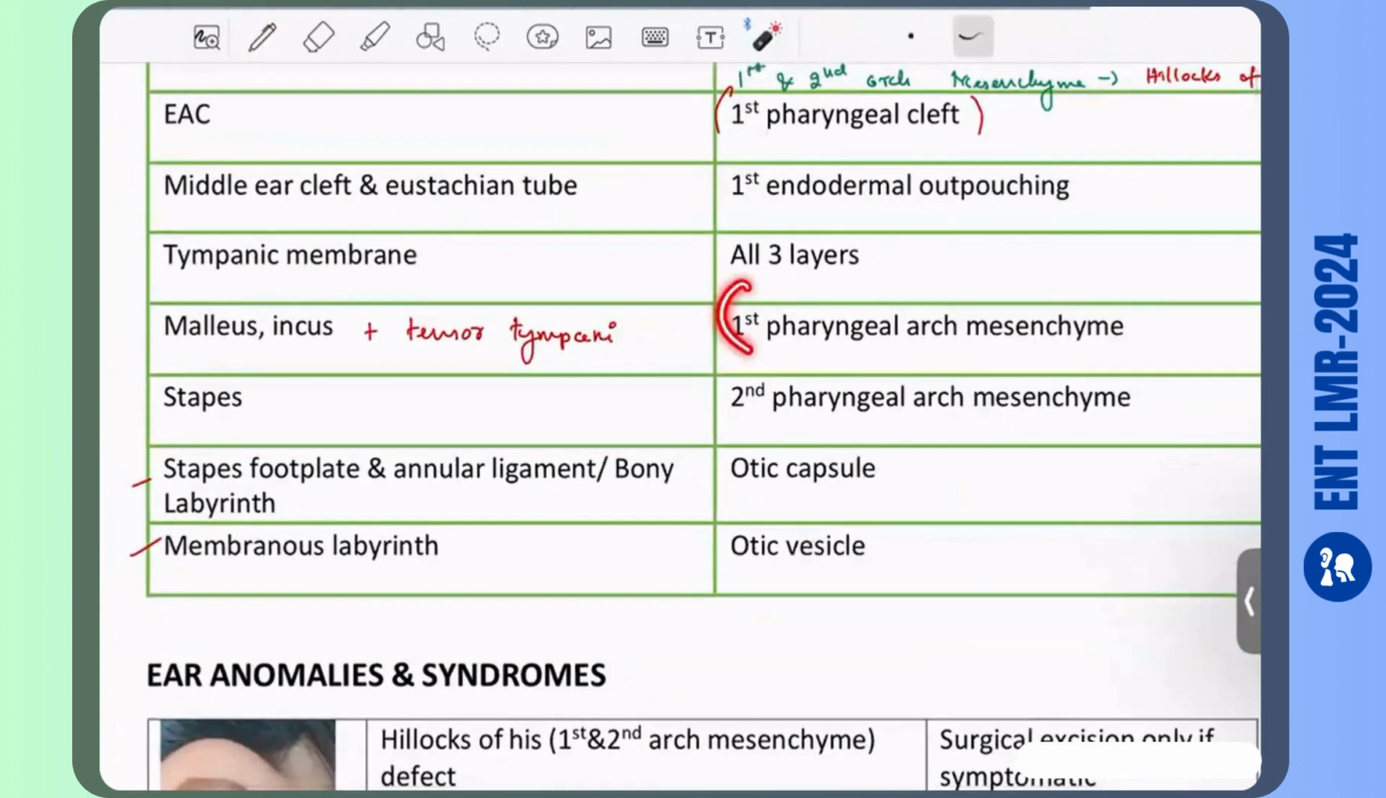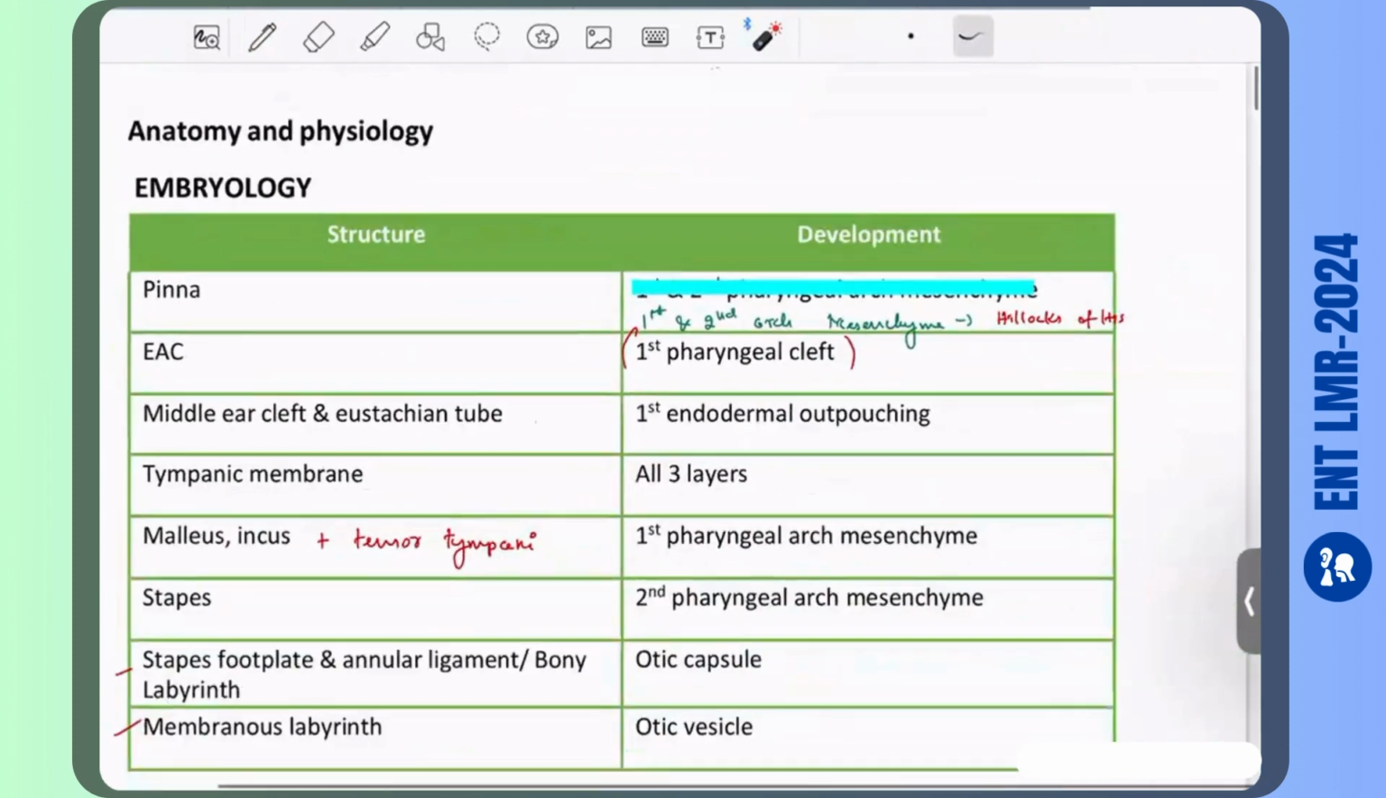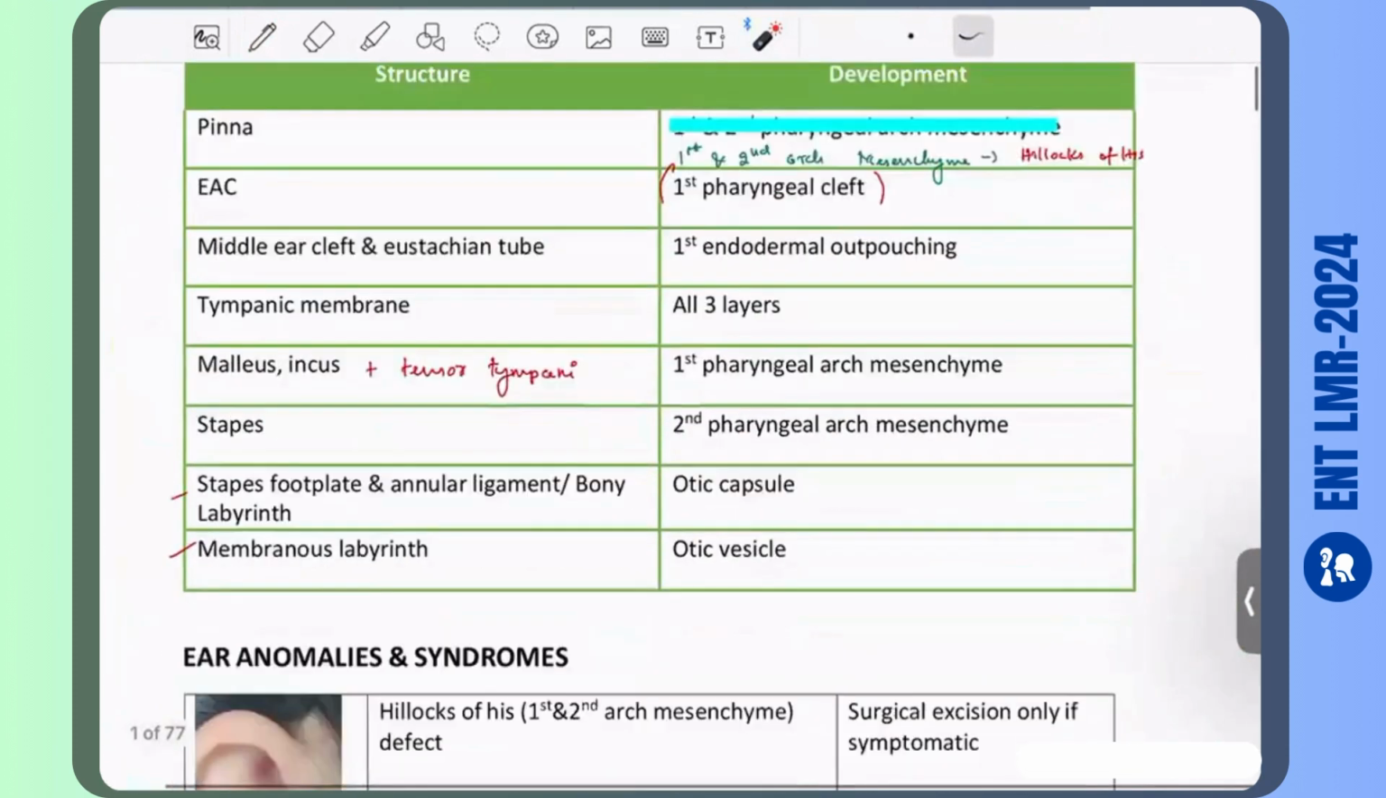forms from first arch mesenchyme. The stapes forms from second arch mesenchyme. The bony labyrinth along with stapes footplate and annular ligament forms from otic capsule. Membranous labyrinth forms from otic vesicle. Alright, so this table is very important. Kindly make a note of it.